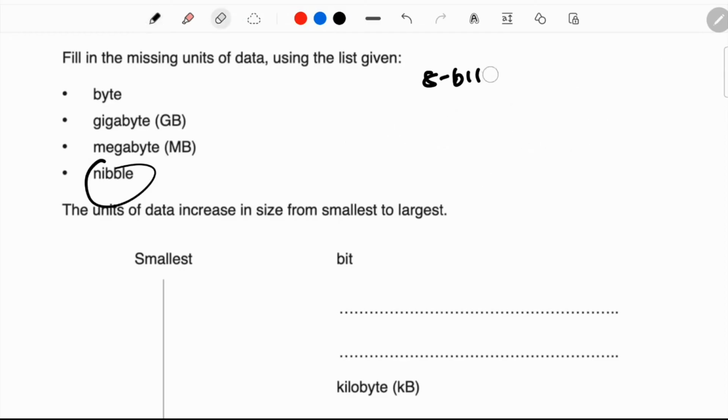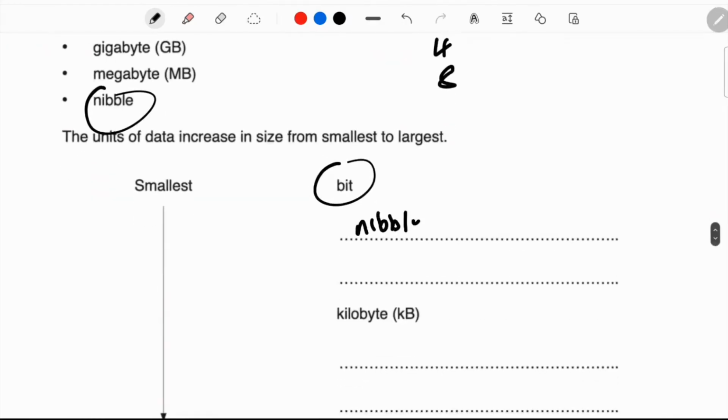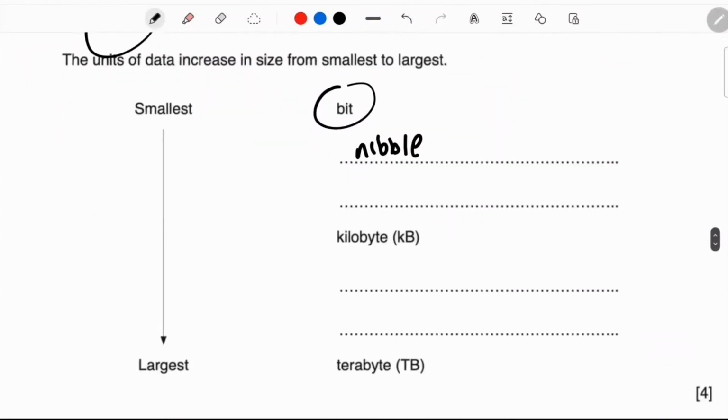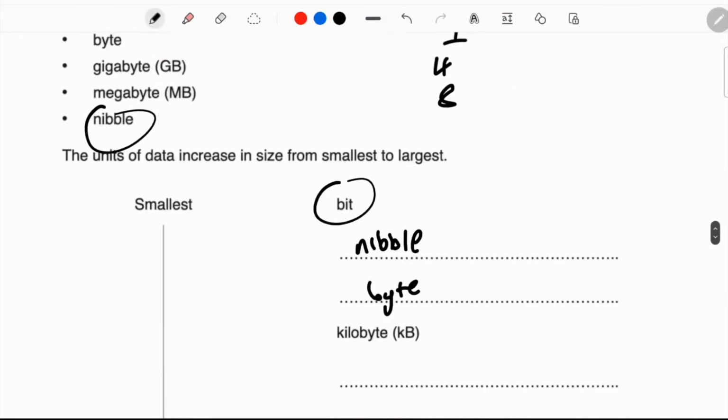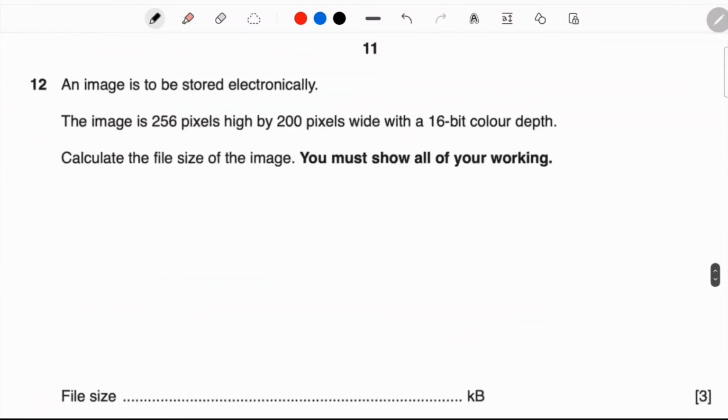So a bit is just 1 standalone value. A nibble is 4 values. A byte is 8 values. So after bit, it's going to be nibble. After the nibble, it's going to be a byte. After the kilobyte, it's going to be the megabyte, and then the gigabyte. It's such an easy question. We move on to the next question.